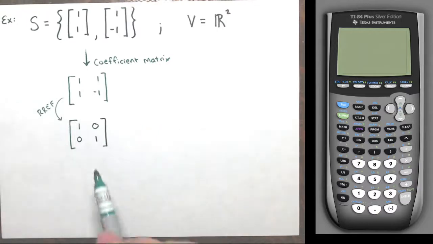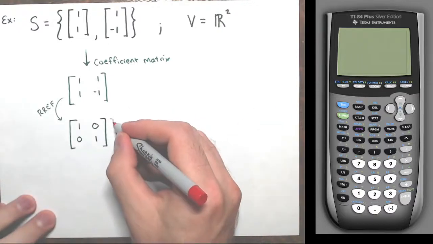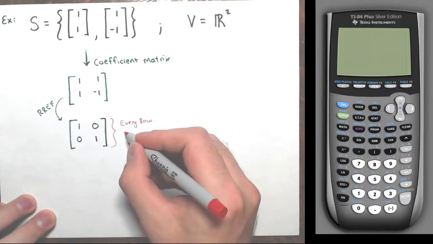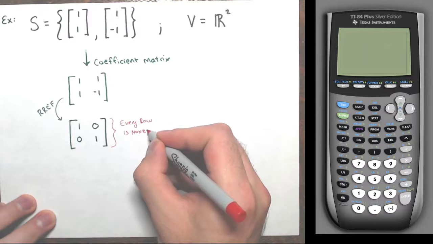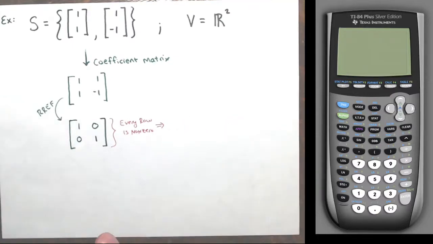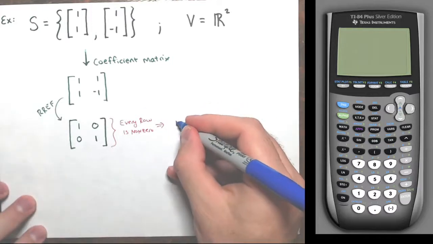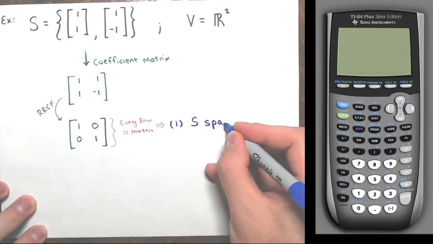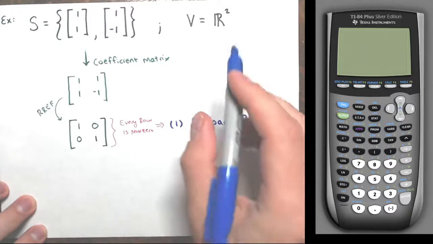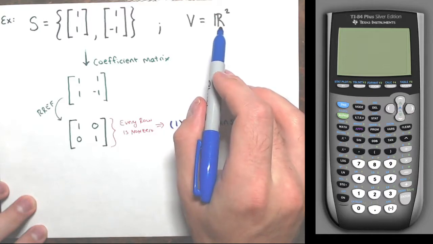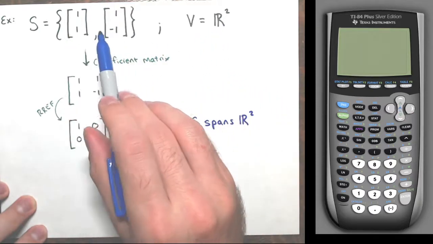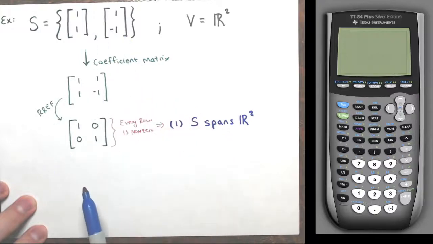So look at this. When I put this in reduced row echelon form, notice that every row is a non-zero row. So that means that S spans R2. That means that every single vector in R2, pick anything, (3, 4), (5, 7), (17, 9), whatever, every single vector in R2 can be written as a linear combination of these two vectors. So check on that.